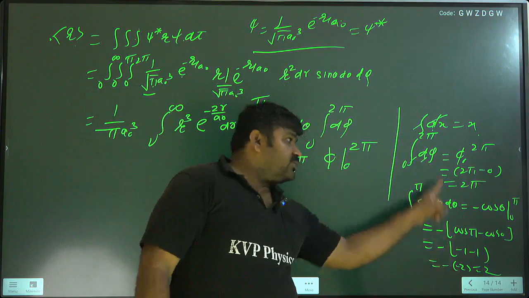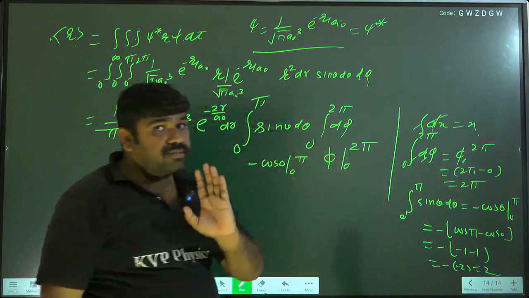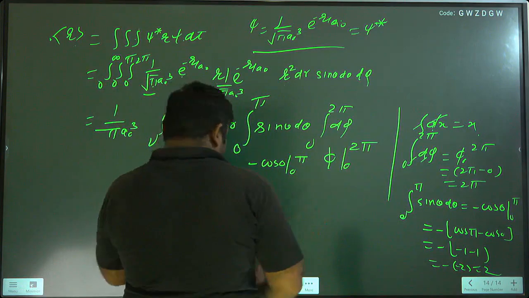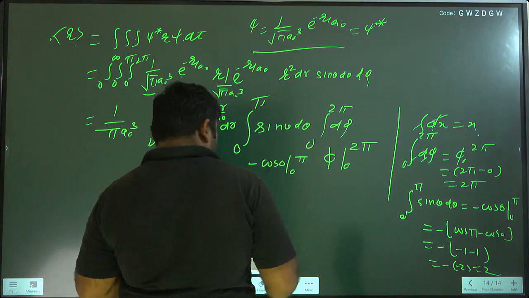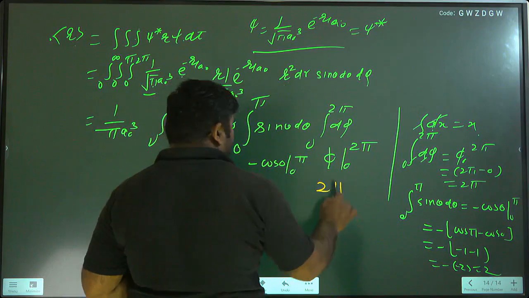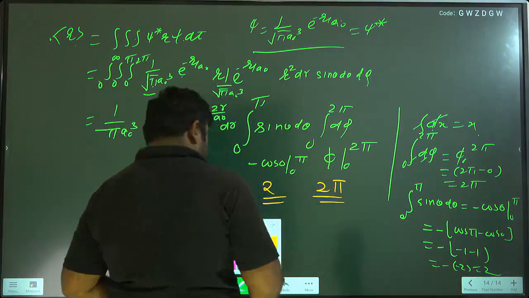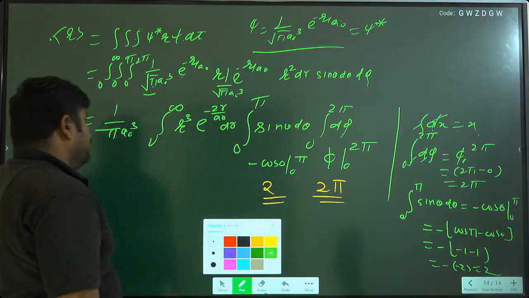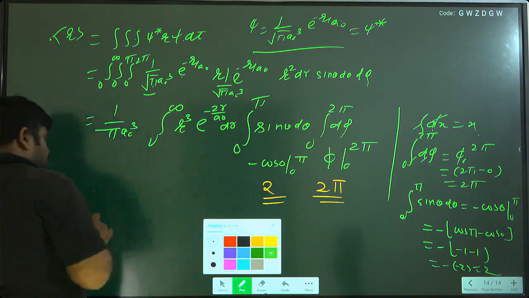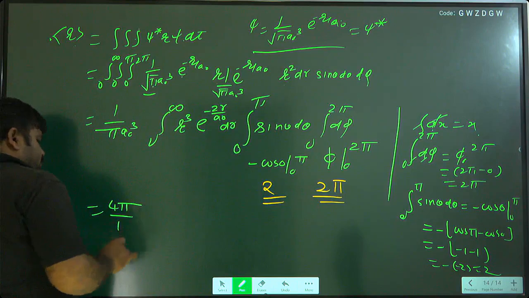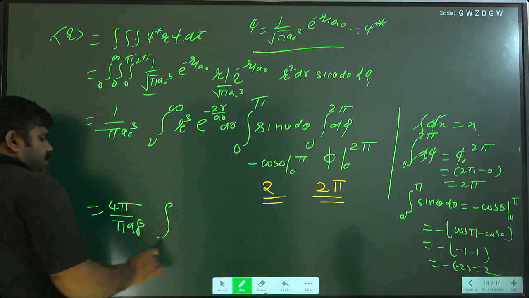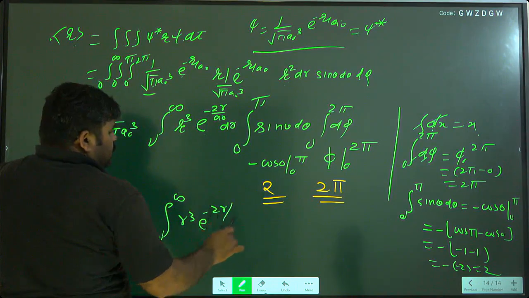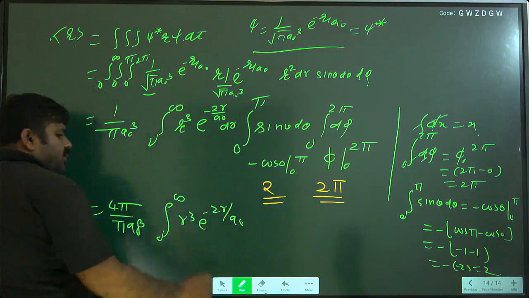This integration value is 2, this integration value is 2 pi, because our function does not depend on theta and phi. So always memorize that this gets 2 and this gets 2 pi. Always remember: when our function does not depend on theta and phi, directly we can write 2 into 2 pi. 2 into 2 pi is nothing but 4 pi. We can take outside 4 pi upon pi a naught cubed, limit 0 to infinity, r to the power 3 e to the power minus 2r upon a naught into dr.